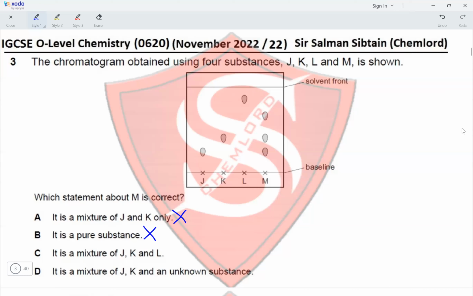It is a mixture of J, K, and L. L is not present in M. It is a mixture of J, K, and an unknown substance. Yes. So the correct option for this question is option D.